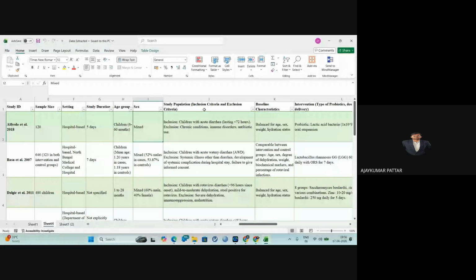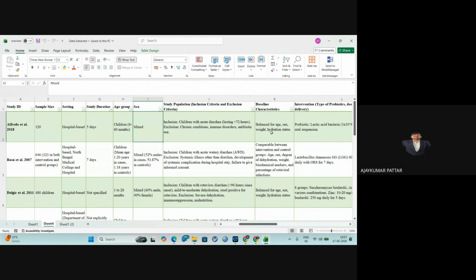If you take any research paper or clinical paper, they have the inclusion and exclusion criteria for their original study. So whatever inclusion criteria and exclusion criteria they have mentioned, we have to copy paste or take that data from the full paper and mention it here.